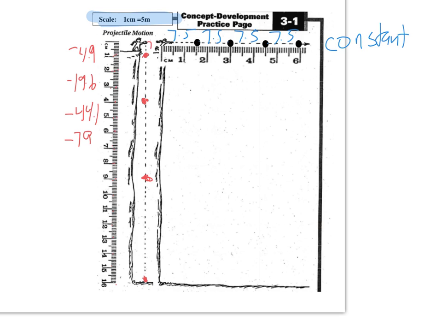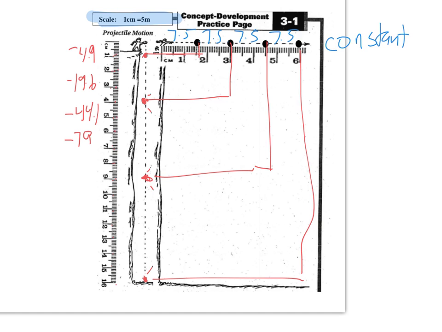So we see that the distance between our dots has started to increase. This shows that our object has accelerated as it falls. If we were to try to plot out where this vertical motion were to meet our horizontal motion, then we can determine the location of our object at a given set of time intervals.